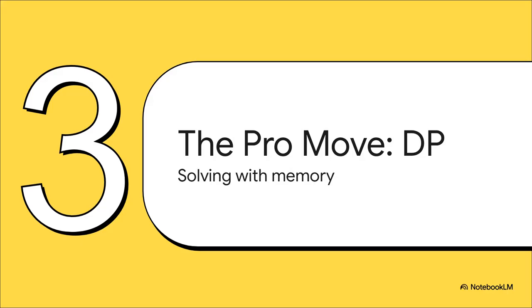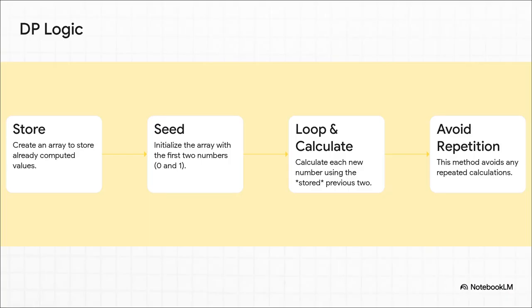This is where you bring out the big guns. This is the pro move, dynamic programming. It's awesome because it kind of takes the best of both worlds. It has that clear logic from the math formula, but it brings the efficiency of iteration by using a little something called memory. So here's the secret sauce. Instead of recalculating values all the time, we just store them. We make an array, we pop 0 and 1 in the first two slots, and then we loop. But here's the key. To find the next number, we just look up the two previous results we already saved in our array, add them up, and store the new result. Zero repeated work. It's beautiful.